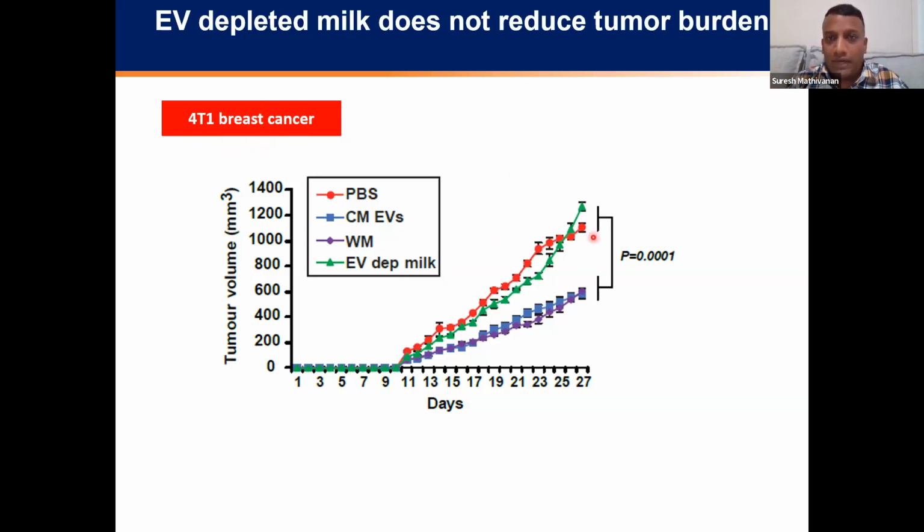And here the red bar is the PBS, and you can see the primary tumor here. The moment you deplete the EVs from the whole milk, you can see the green one. There's no difference between the PBS and the milk-depleted group. However, when you give the commercial milk EVs to these mice, the primary tumor burden is significantly reduced, as well as when you give the whole milk to the mice. So this data suggests that milk EVs are reducing the primary tumor burden. Also, in the whole milk, the EVs, whatever we sediment in that fraction, are the most important part of this phenotypic effect that we are seeing, where they're reducing the primary tumor burden.